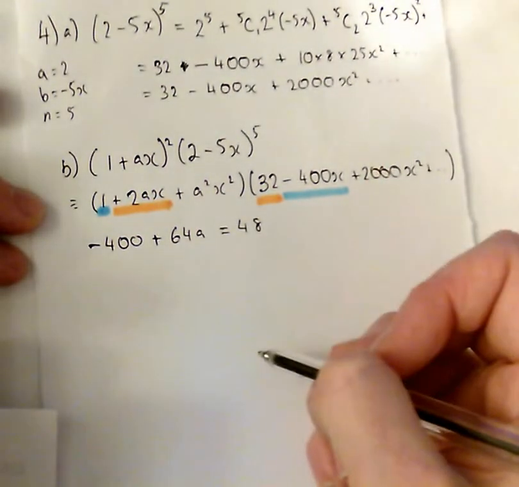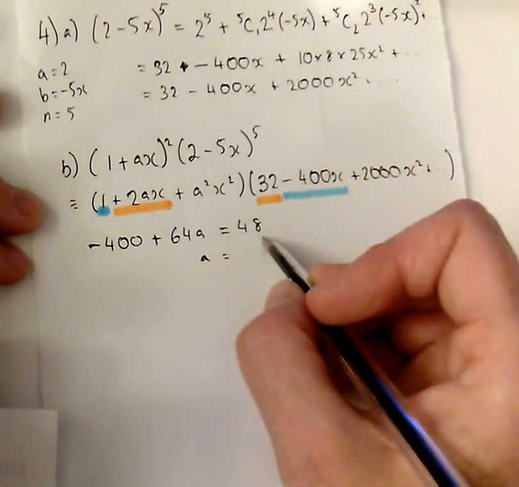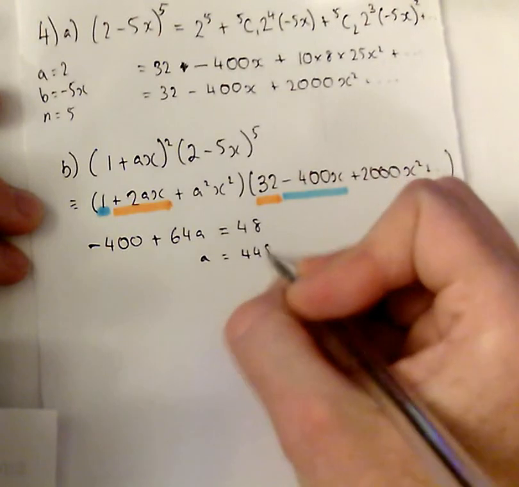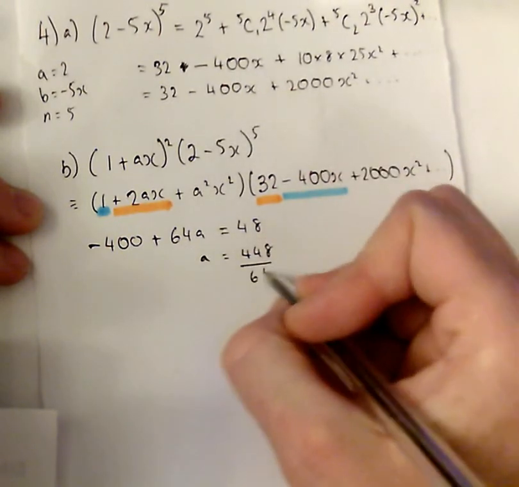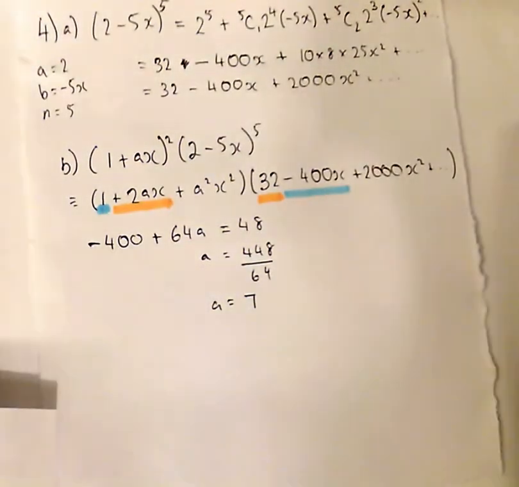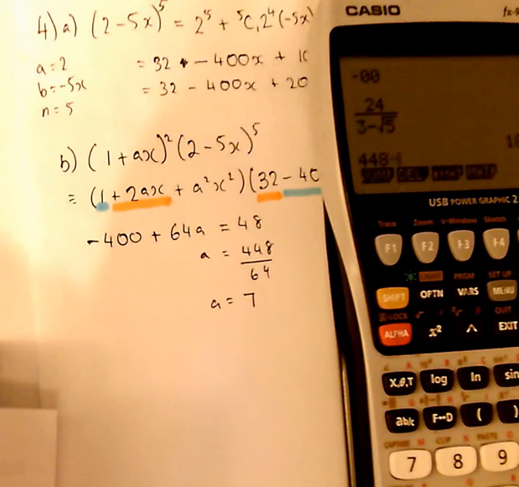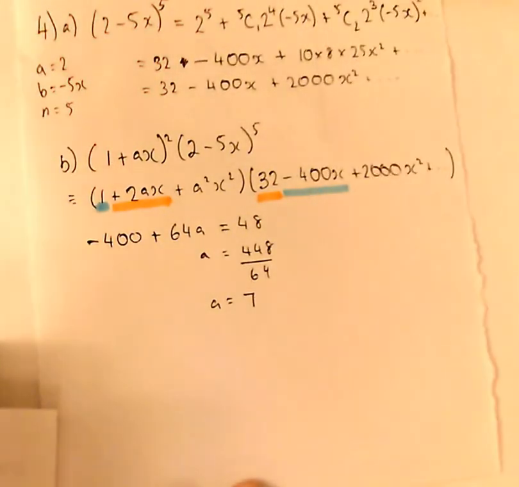And now we can simply solve this for a. So a is going to be 400 plus 48 divided by the 64. And if we do that, I think we get 7. Let me just check. 448 divided by 64 is 7. That's the end.